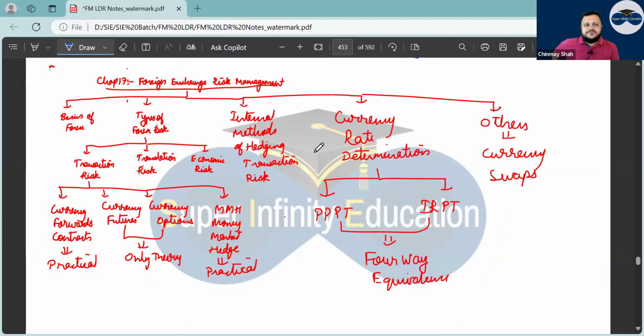In the types of forex risk, you have 3 types of forex risk: transaction risk, translation risk, and economic risk. In the transaction risk, you have forwards, futures, money market hedge, and options. So your forwards and money market hedge is a practical question, right? And futures and options is only theory, correct? Current rate determination, PPP, IRPT is there, and other may be you have currency swaps, which is very basic, right?